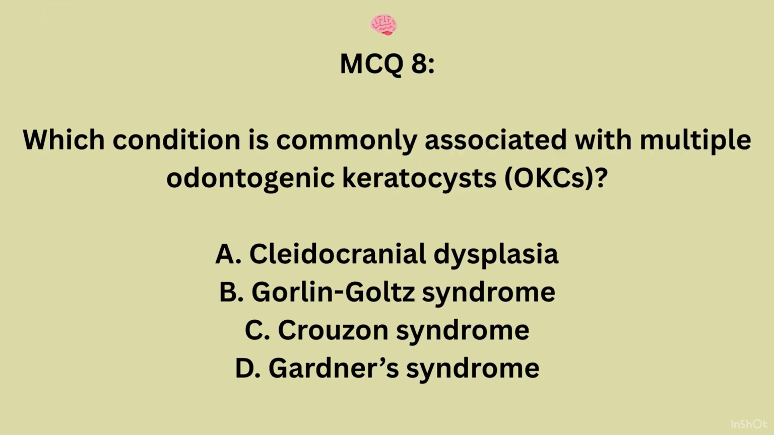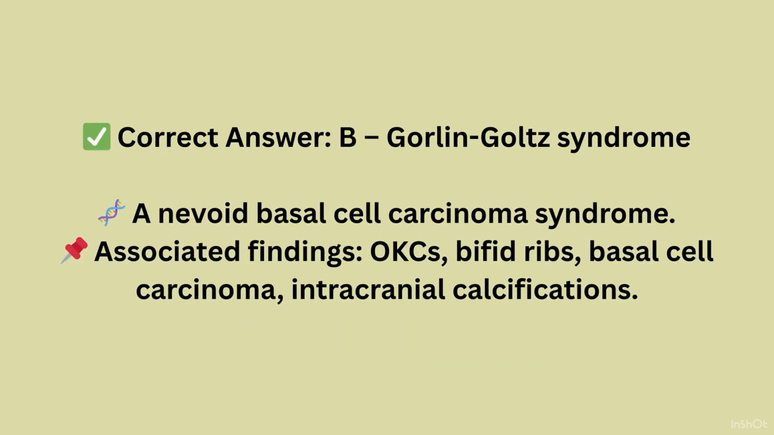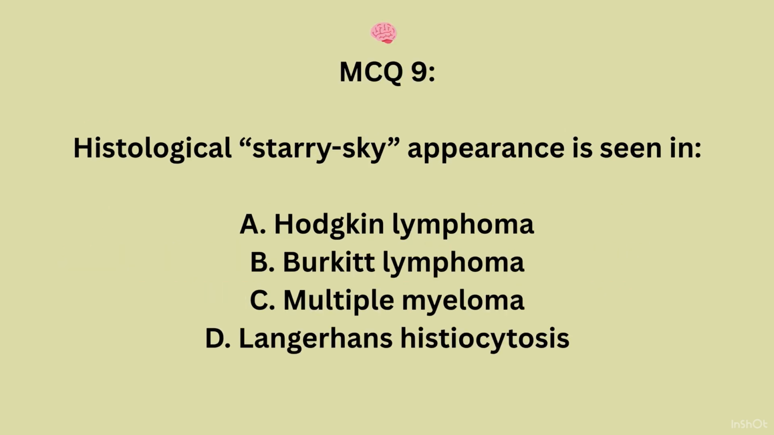MCQ number 8. Which condition is commonly associated with multiple odontogenic keratocysts? The correct answer is B. This is nevoid basal cell carcinoma syndrome, and the associated findings with this are OKCs, bifid ribs, basal cell carcinoma, intracranial calcifications.